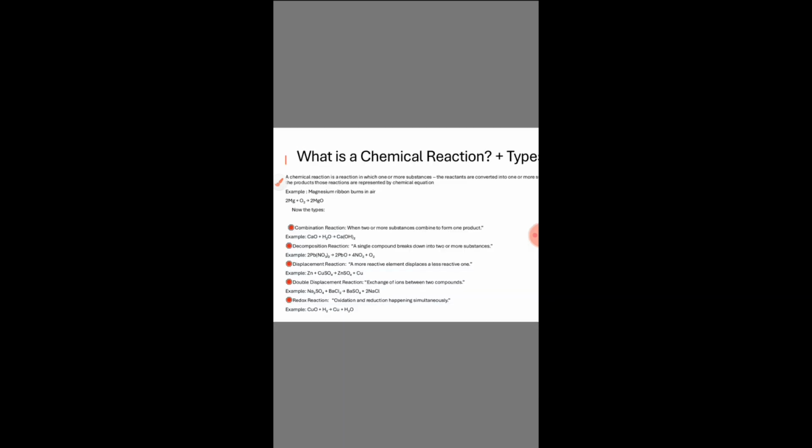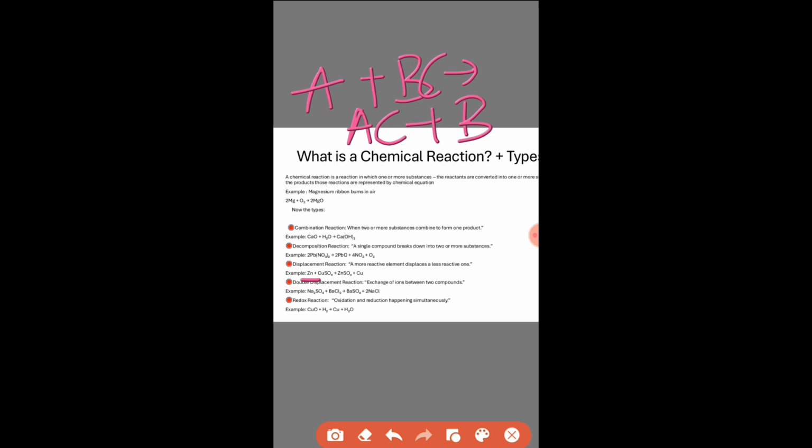Now the third is the displacement reaction. A more reactive element displaces a less reactive one. We have the example: zinc plus copper sulfate gives zinc sulfate plus copper. The formula is A plus BC gives AC plus B. Just notice, A is zinc, CuSO4 is BC, and zinc sulfate plus copper is AC plus B. Simply remember the reactivity series: the element which is more reactive displaces the less reactive one.